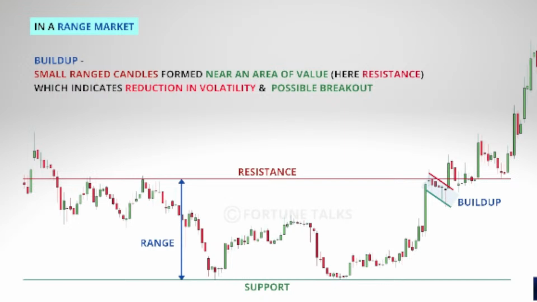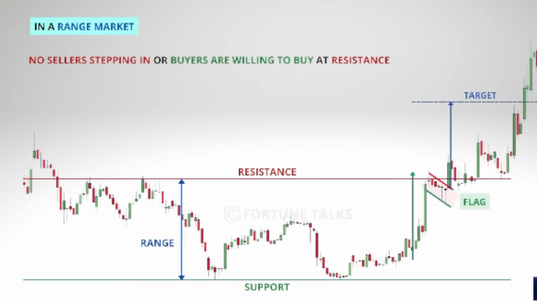A build up near a resistance level happens because there are no sellers stepping in or the buyers are willing to buy at higher prices. Whatever is the case, this is a sign of strength and the market could break out higher. So how do you identify such an opportunity? Primarily, you have to identify a market which is in range. Then you have to wait for a flag pattern to form near the resistance level in the form of a build up. As always, you can trade the break above the build up or wait for the market to close above the resistance level. There is no change in the entry, stop loss and target criteria for this case also.